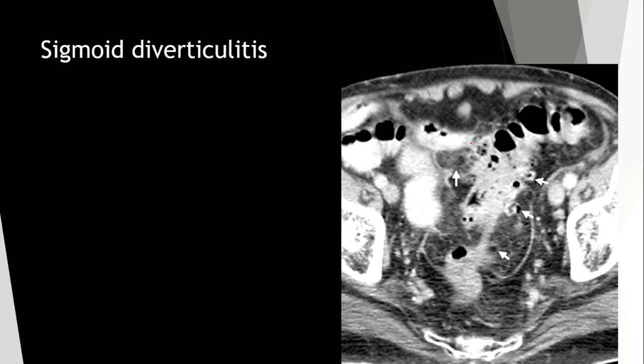Sigmoid diverticulitis. You must look at the sigmoid, and here you see the bowel wall with an air bubble in it, and you see that it's going out from the bowel wall. It means this is diverticulitis.